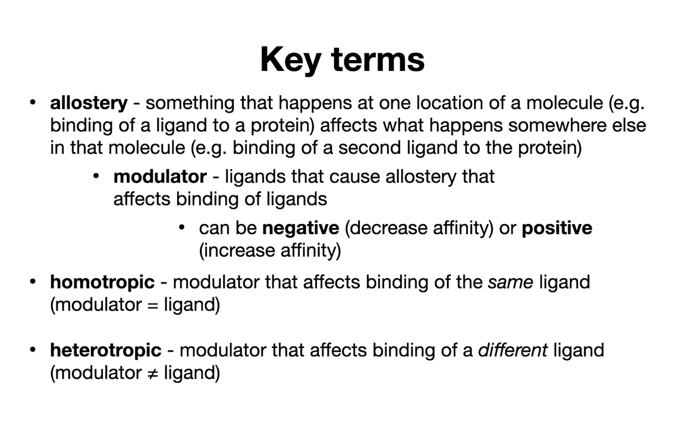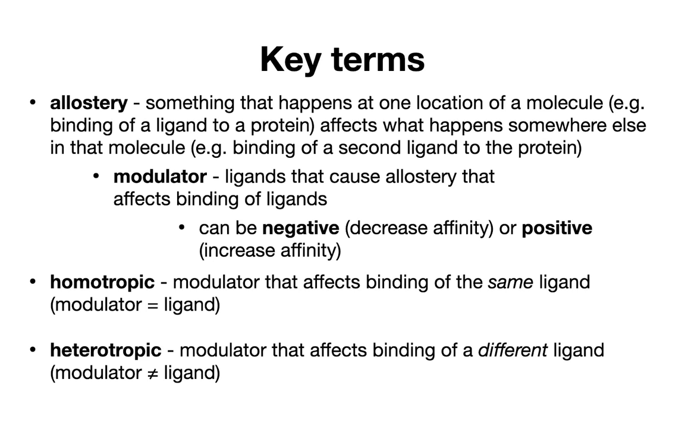Often cooperativity comes from allosteric effects. So basically allostery is where something that happens at one location of a molecule, such as the binding of a ligand to a protein, affects what happens somewhere else in that molecule, such as the binding of a second copy of that ligand to the protein, or a second ligand, a copy of a different ligand to the protein. We can talk about modulators. These are ligands that cause allostery that affect binding of ligands. So these can be negative, where they decrease the affinity of a ligand, or positive, where they increase the affinity.